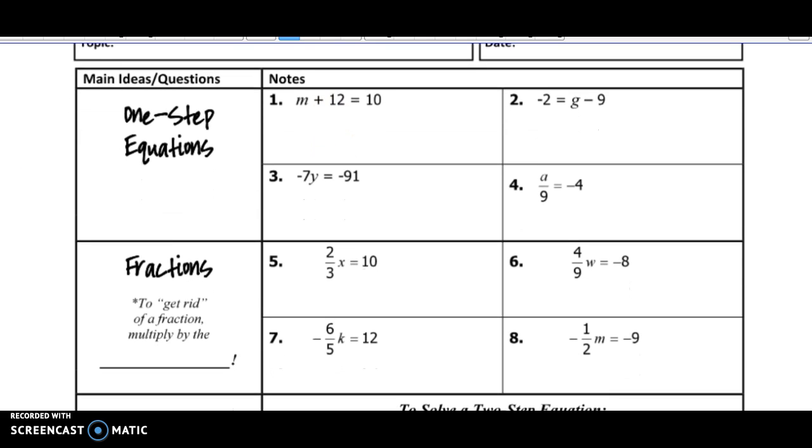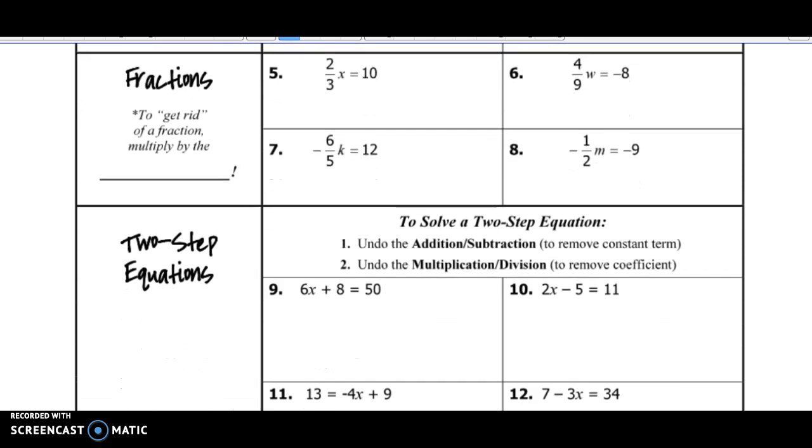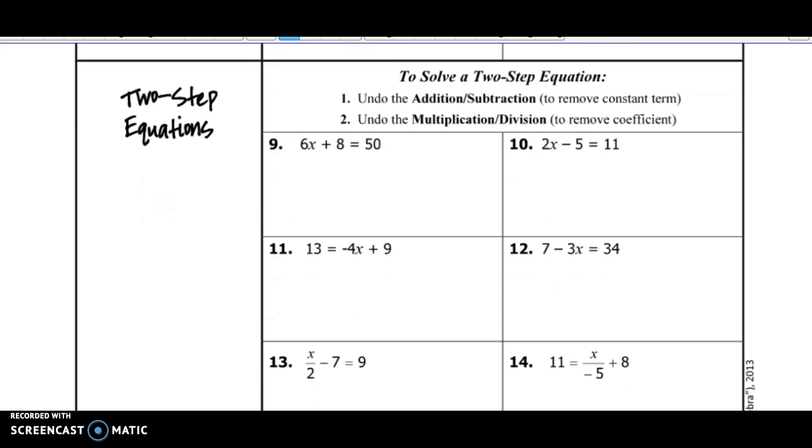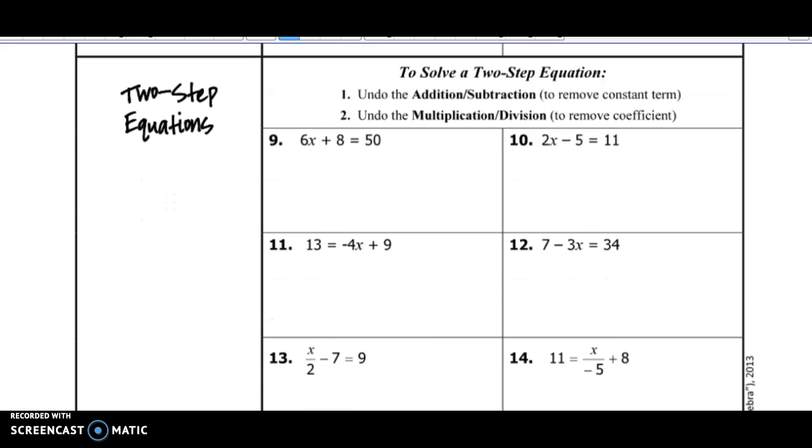So as we move into two-step equations today, we're going to use the exact same process. So to undo addition, I'm going to use subtraction, and to undo subtraction, I'm going to use addition. And that's always going to be my first step.